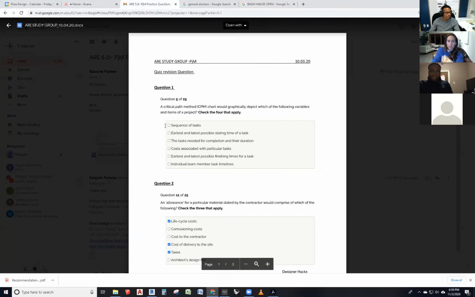So we said that we liked, I'm gonna use the annotate tool, we like sequence of tasks, right? Everybody thinks it's good. Earliest and latest possible starting time of a task. Yeah, I think you do show how early you can start and how late you can start, and then the task needed for completion and their duration.